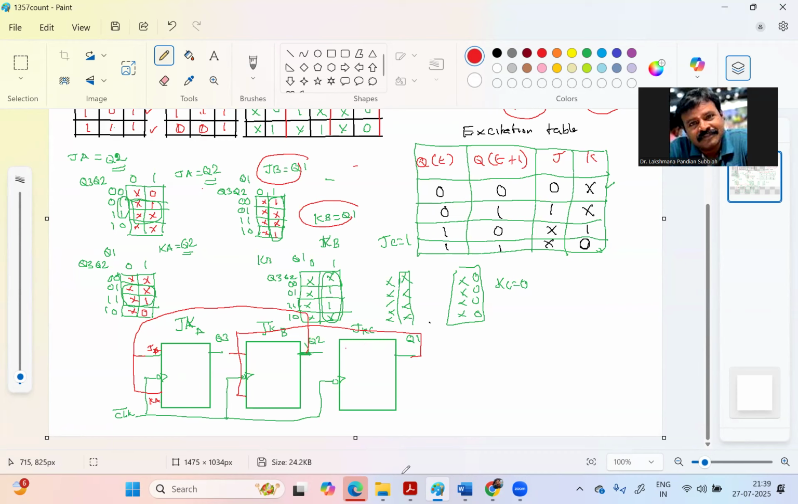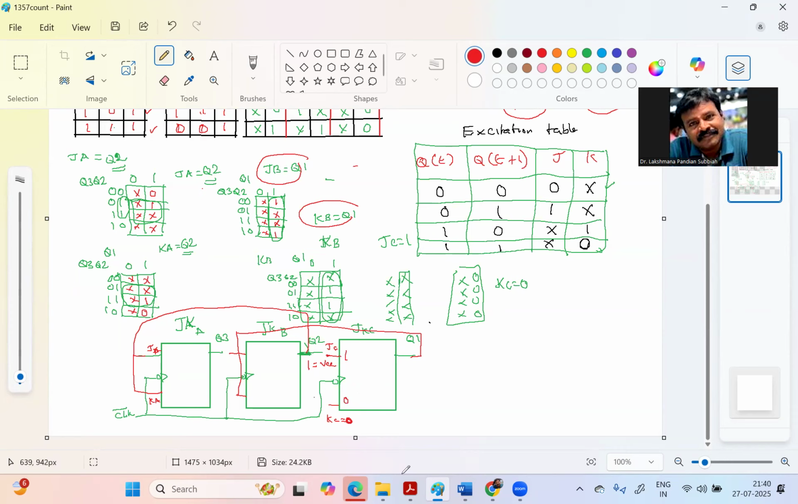right? JC is connected with 1, VCC. That is equal to 1. JC is connected with 1, right? Then KC is connected with 0. KC is connected with 0, right? So here KC is connected with 0. So this is always 1, this is always 0.